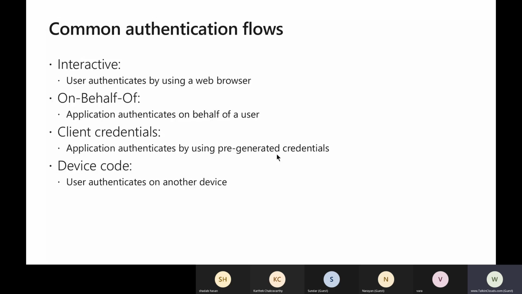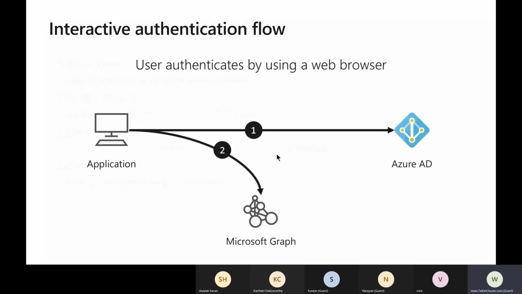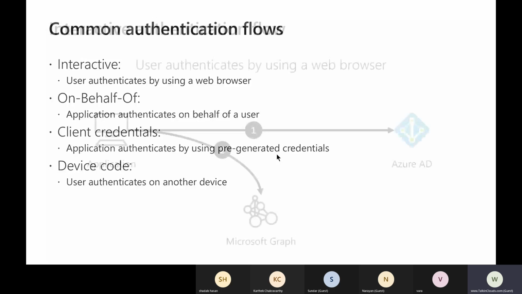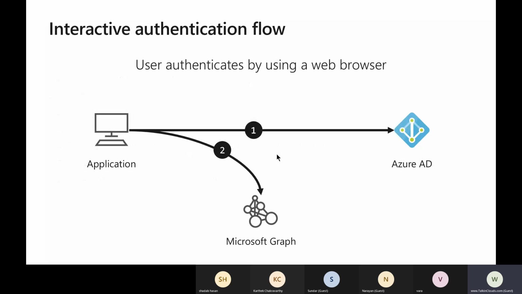Common authentication flow, I'll just go to the diagram and show you. There is interactive, on behalf of, client credential, and device code. These are the four authentication flows which we have. Whenever an application wants to talk to any other application, it goes and connects to Azure Active Directory, and then it goes to another application to access. We'll see Microsoft Graph in this step only.